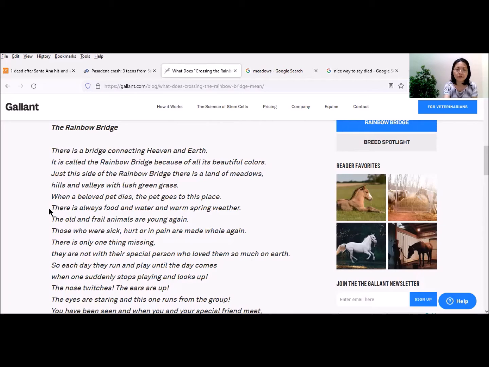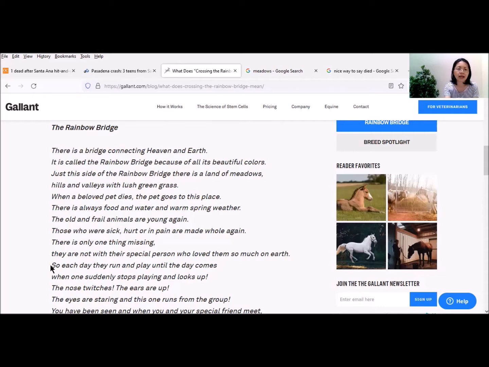There is always food and water and warm spring weather. The old and frail animals are young again. Those who were sick, hurt, or in pain are made whole again. There is only one thing missing. They are not with their special person who loved them so much on earth. So this is essentially talking about the pet owner.